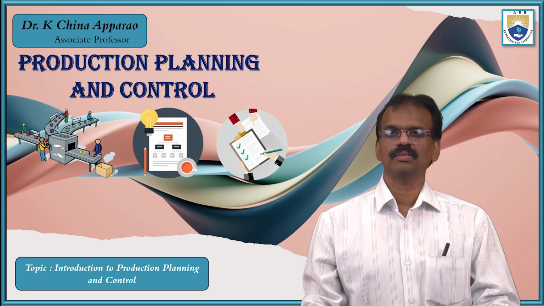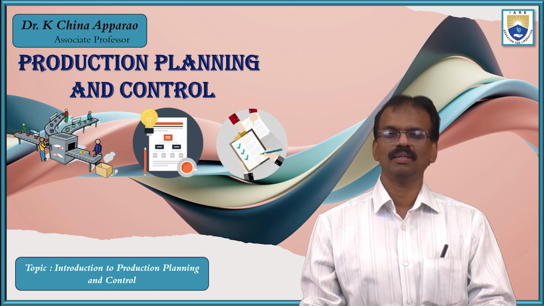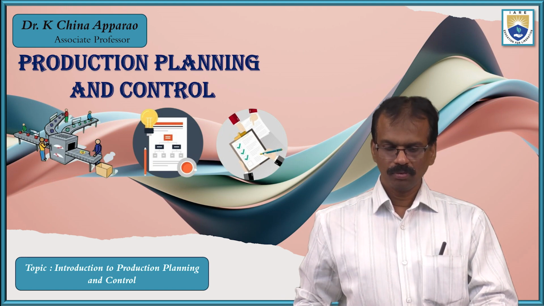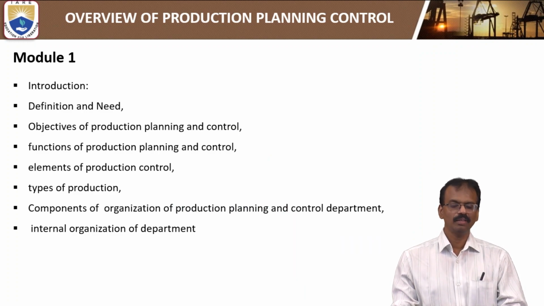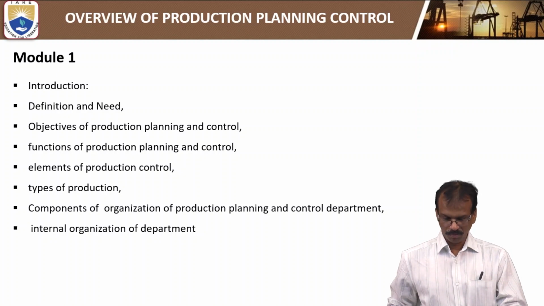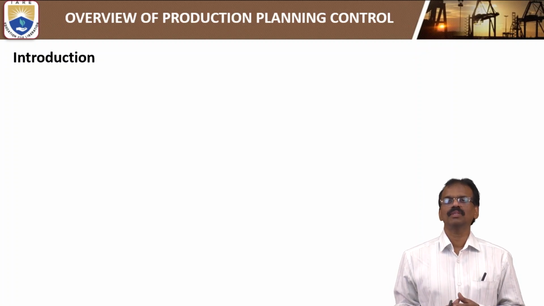Okay, last class we already started the new course, that is production planning and control. In the last class we already gave the topics in the first module. This was covered in the previous class. I just want to repeat what was covered in the previous class. What is the importance of this subject?